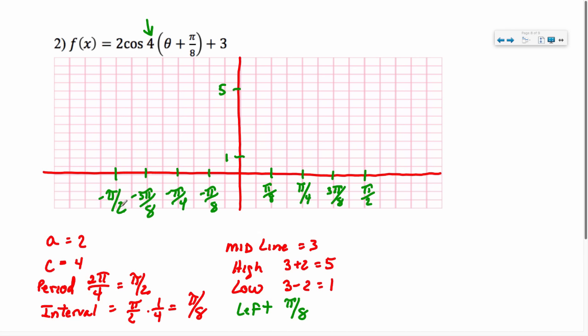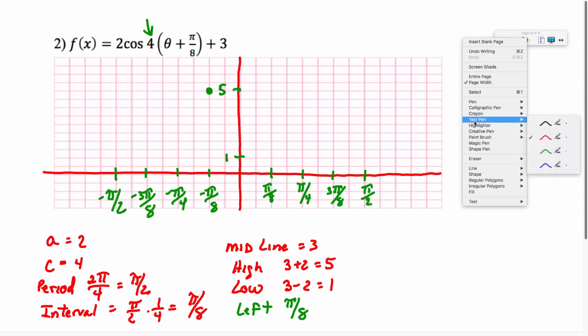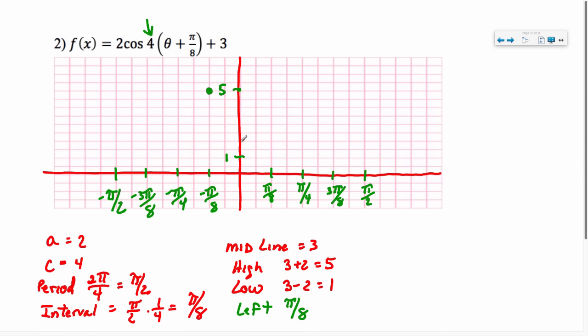Now, cosine, positive, starts at the maximum, so it would normally start right here. However, we need to shift to the left pi over 8, so instead, it's going to start to the left right here. Cool. Now, where's that midline? That's very important. The midline was at 3, so 2, 3, so right here. I'm just dotting that in so I can see it.